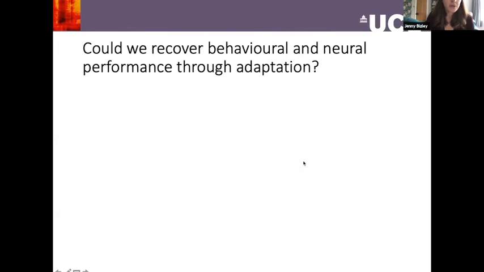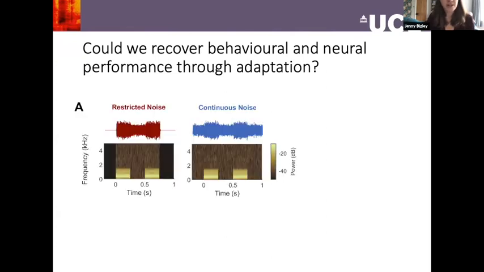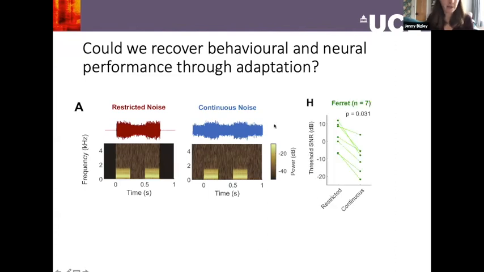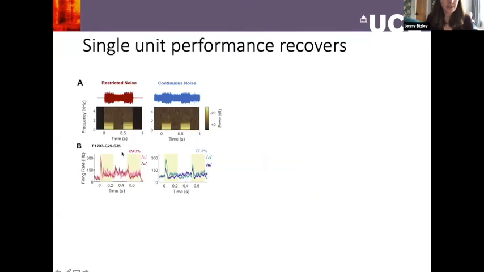So we also asked, could we actually recover both behavioral and neural performance through adaptation by, instead of embedding the vowel in a restricted noise, having a continuous noise background? And now if we look at the thresholds, here, the lower the threshold, the better you are. All of our animals have better thresholds in the continuous case than the restricted case.